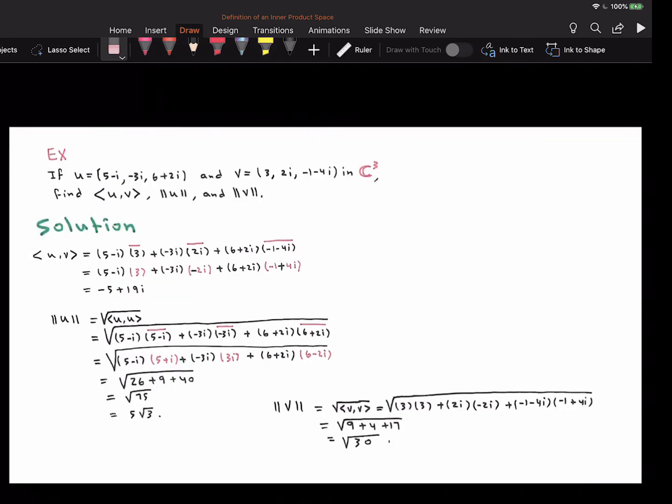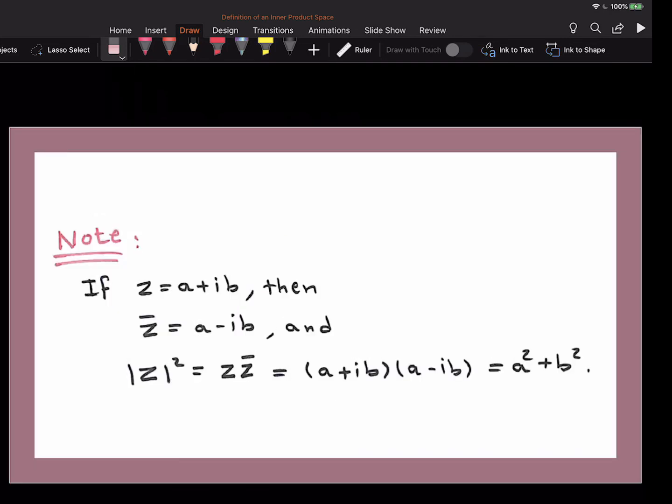Same thing we apply for the magnitude of V, and this time I skipped a step. Instead of writing the conjugates on top like those red bars, I just did it and skipped that step. Note, if z equals a plus ib, then z conjugate is a minus ib, and the magnitude of z squared will be z times z conjugate, which ends up as a squared plus b squared, just to remind you.